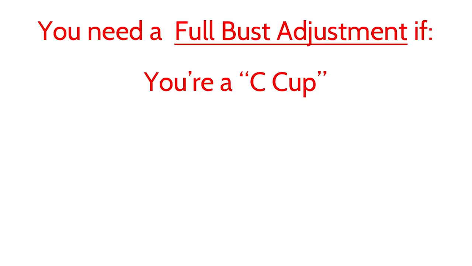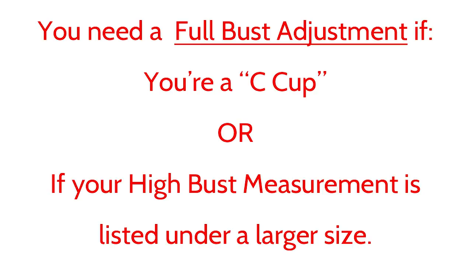If your measurements put you in the C cup category, or even larger if your high bust and full bust difference is greater than 3, then you have to do a full bust adjustment. An FBA will increase the amount of fabric in the chest area, preventing tight ripples and discomfort, you know, because breathing is important. You would also do a full bust adjustment if your high bust measurement is in a size larger than your waist measurement.